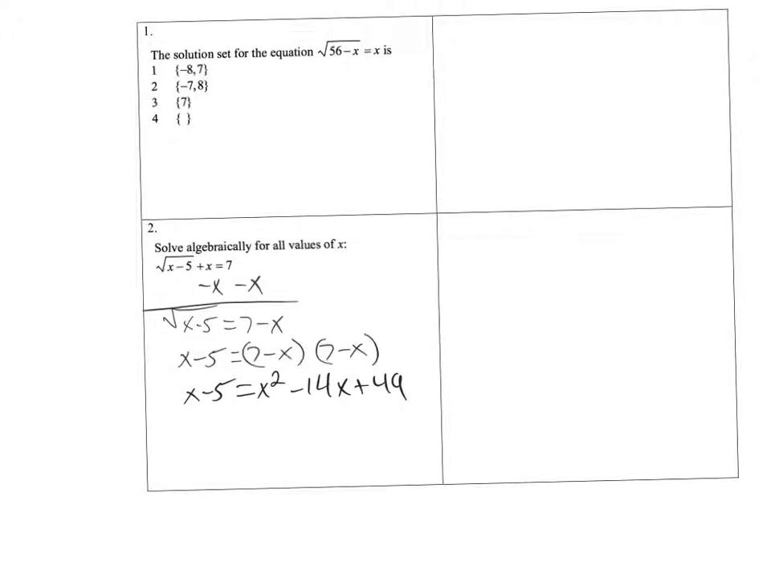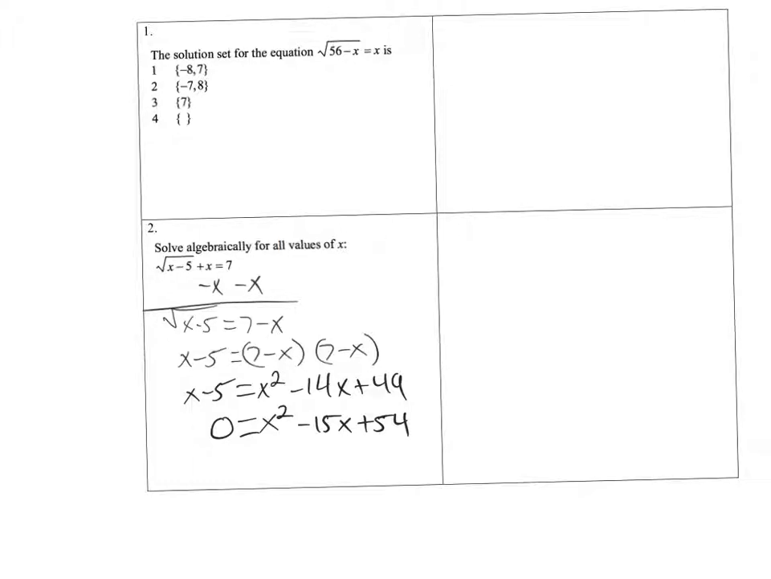Then we will move the x minus 5 over to the x squared minus 14x plus 49, which gives us x squared minus 15x plus 54. But we need to make the equation equal to 0.